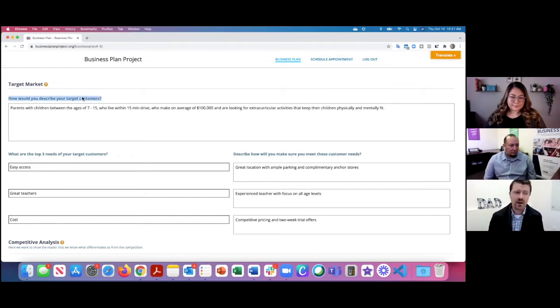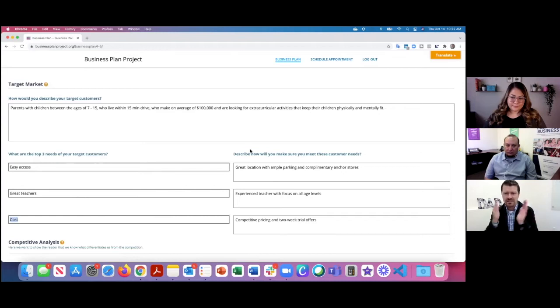It says, how would you describe your target customer? Well, for our business example, we're saying parents of children between the ages of 7 and 15 who live within 15 minutes drive, who make an average of 100,000 or more and are looking for extracurricular activities to keep their children physically and mentally fit. Keep them out of the house, keep them busy, because idle hands are the devil's playground, right? But what are the top 3 needs of that customer? In this example, we'll say they need something that's easily accessed, great teachers, and cost. So that's here in the left-hand column.